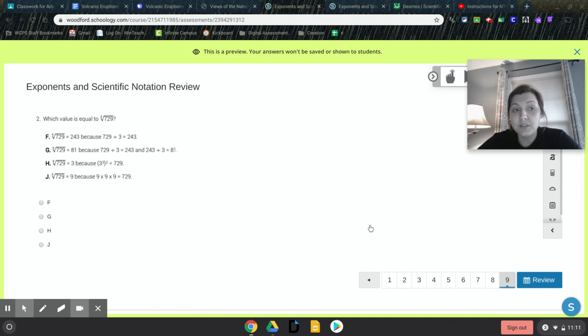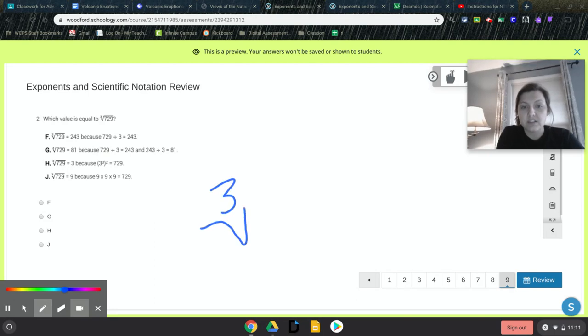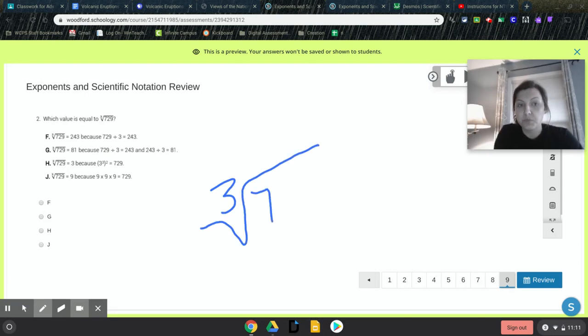And the last one, which value is equal to the cubed root of 729? Just put this one in your calculator. Either use Desmos or your iPhone and find the cubed root. Remember, it is the cubed root, so that's going to be a 3. That's not a square root. That's a cubed root. So make sure you do the cubed root.